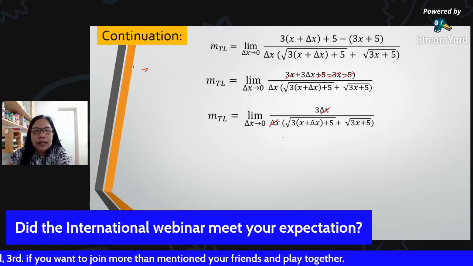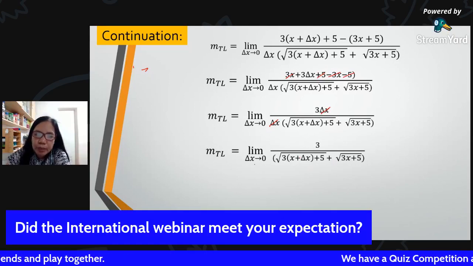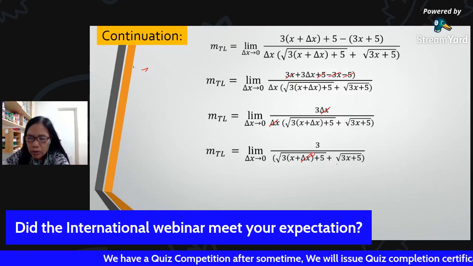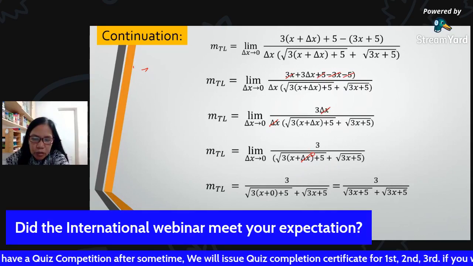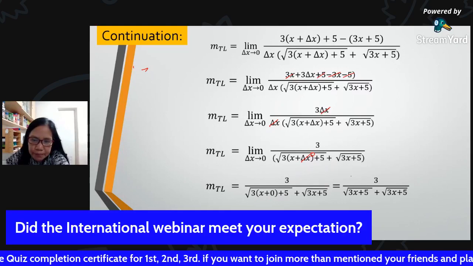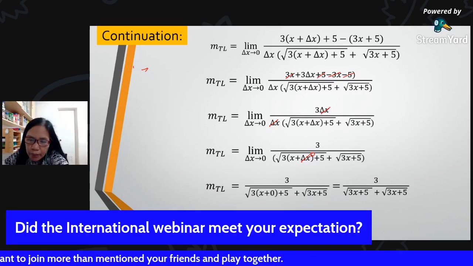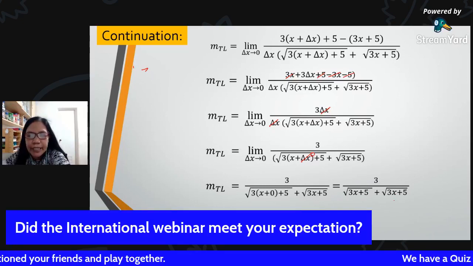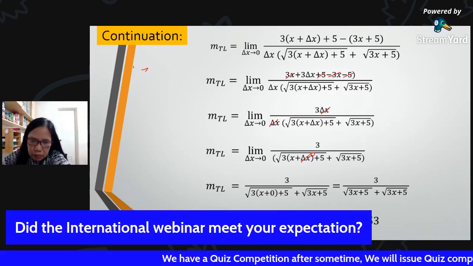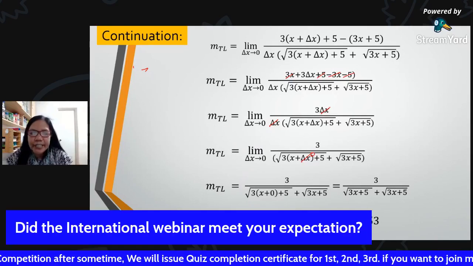So it becomes 3 all over our denominator. And we will get the limit as delta x approaches 0. So this delta x is 0. So we have 3 over square root of 3x plus 5, since x plus 0 is x, and then plus square root of 3x plus 5. As you can see, we have 3 all over square root of 3x plus 5 plus square root of 3x plus 5. So we have 3 all over 2 times square root of 3x plus 5.